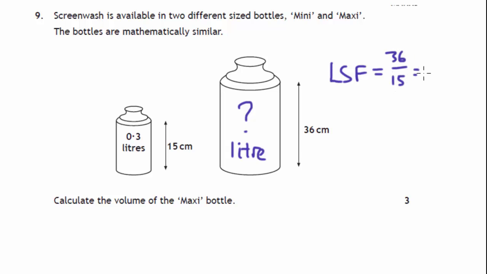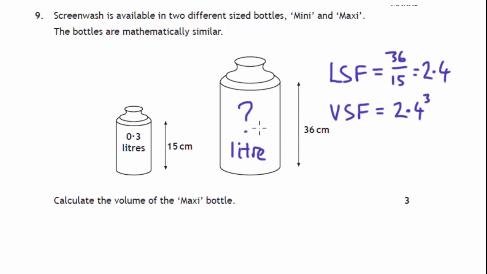Big size over the small size is always going to give you a number bigger than 1, because the scale factor has to be bigger than 1 in order for it to be larger. If you're working the other way, it will be the small size divided by the large size, and the linear scale factor will be less than 1. Now 36 divided by 15 turns out to be 2.4. The volume scale factor is just the linear scale factor, but we're cubing it since it's a volume.